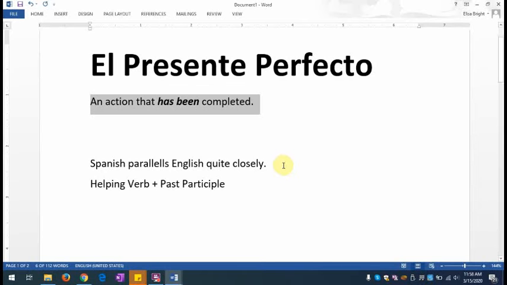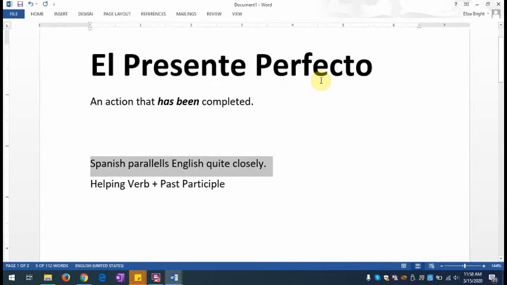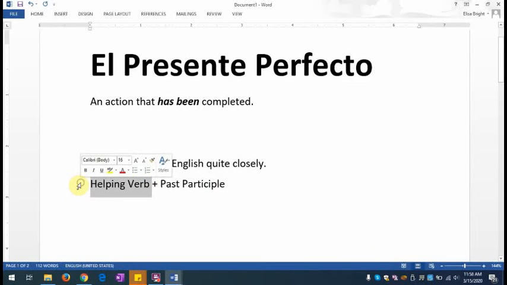So the purposes between the two tenses really parallel one another in the English and Spanish languages. And the formation of the tense also is parallel. Spanish parallels English quite closely in the present perfect. The formation of the tense in both languages consists of a helping verb plus the past participle. In Spanish, that helping verb is the verb haber, and in English, that helping verb is has or have. And regular past participles in English end in ed, and irregular past participles frequently end in en in English. Both tenses have regular and irregular past participles.